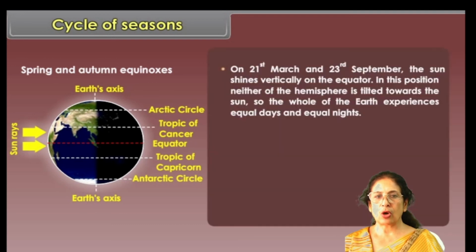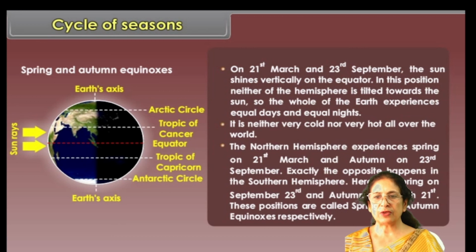Spring and autumn equinoxes. On 21st March and 23rd September, the sun shines vertically on the equator. In this position, neither of the hemispheres is tilted towards the sun, so the whole of earth experiences equal days and equal nights. It is neither very hot nor very cold all over the world. The northern hemisphere experiences spring on 21st March and autumn on 23rd September. Exactly the opposite happens in the southern hemisphere. Here it is spring on September 23rd and autumn on March 21st. These positions are called spring and autumn equinox respectively.